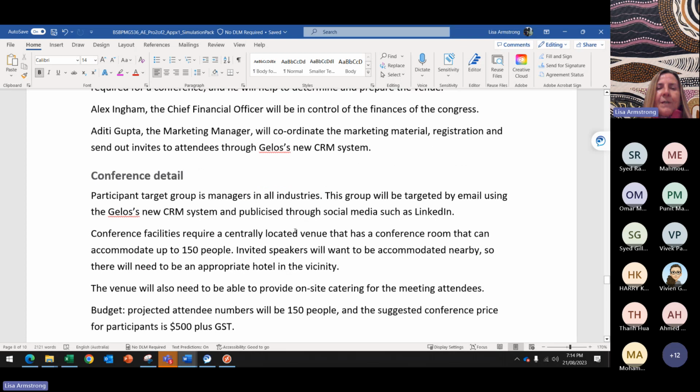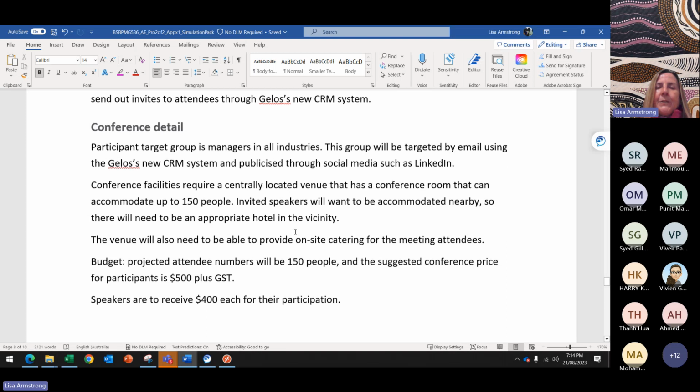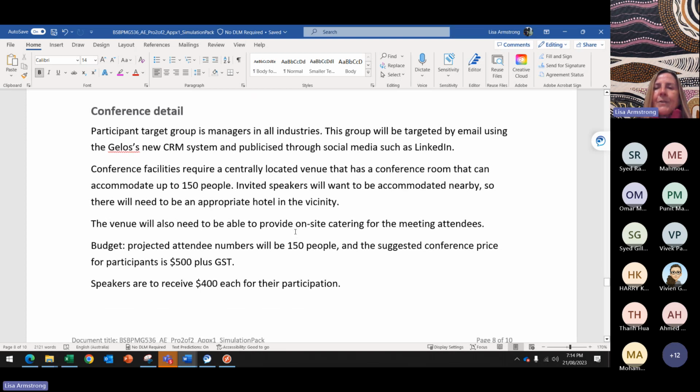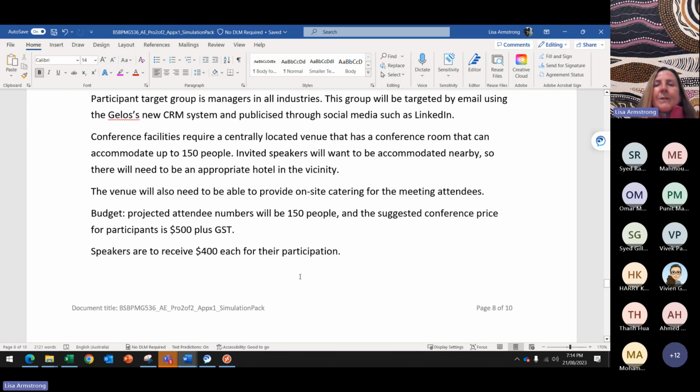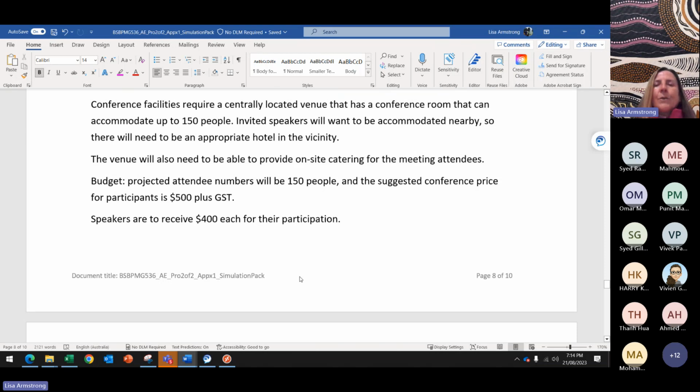And then we have a fair bit of detail about our conference. Participant target group is managers in all industries. This group will be targeted by email. So that's again the dependency on the new CRM system, having that system operational for the clients who could attend. Publicised throughout social media, so LinkedIn. Conference facilities require a centrally located venue which has a conference room that can accommodate up to 150, so quite a decent size.